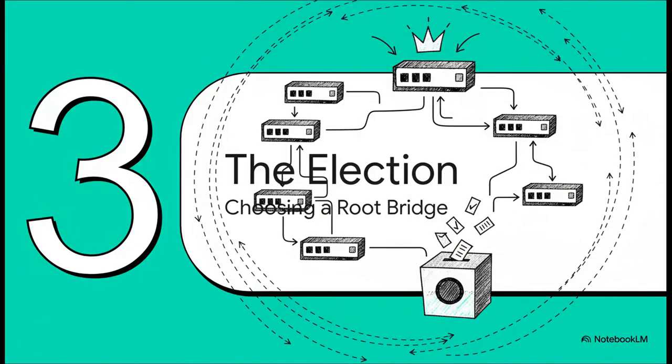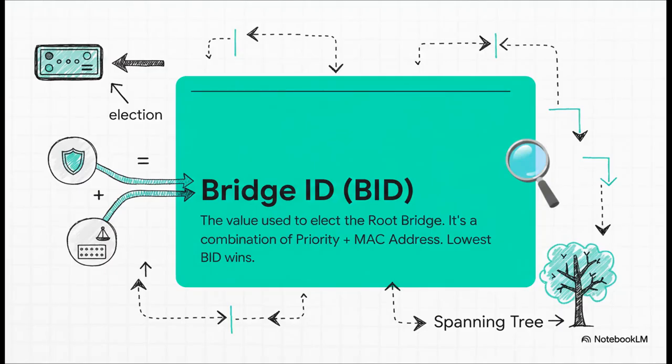But wait, how does STP decide which paths get the axe and which ones stay open? It's not just random. It all kicks off with something like a network-wide election. All the switches get together to pick one single boss for the network. We call this boss the root bridge. Now, this election isn't about casting ballots. Nope. It all comes down to a number called the bridge ID, or BID. It's just a combination of two things, a priority value that you can set and the switch's unique MAC address. The rule is dead simple. The switch with the lowest bridge ID wins.